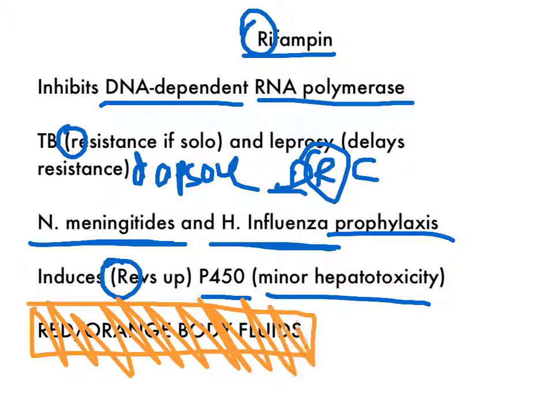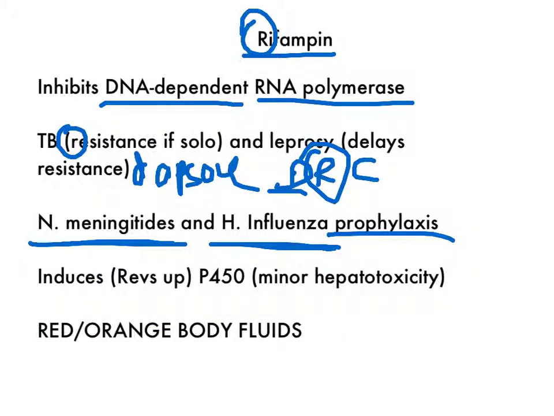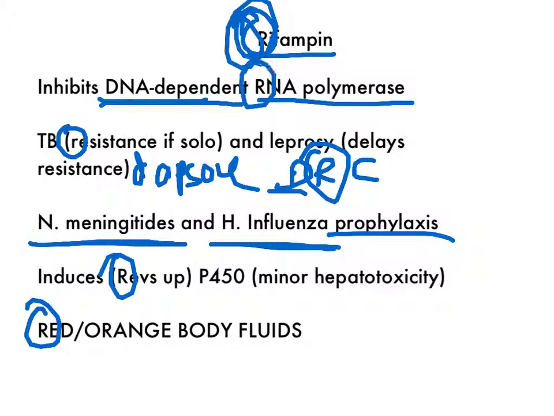And if you actually kind of remember, here's another R. So here's all the R's. So rifampin. So let's just do a quick review. Rifampin inhibits the DNA-dependent RNA polymerase. There's another R. TB, resistance if used solo, and leprosy delays resistance if you use it with dapsone. It's used for prophylaxis against Neisseria meningitidis and Haemophilus influenzae, and induces or revs up the P450 system with minor hepatotoxicity and causes red or orange body fluids.